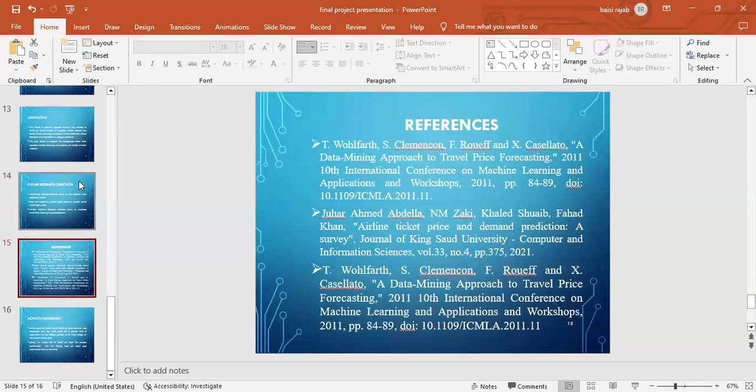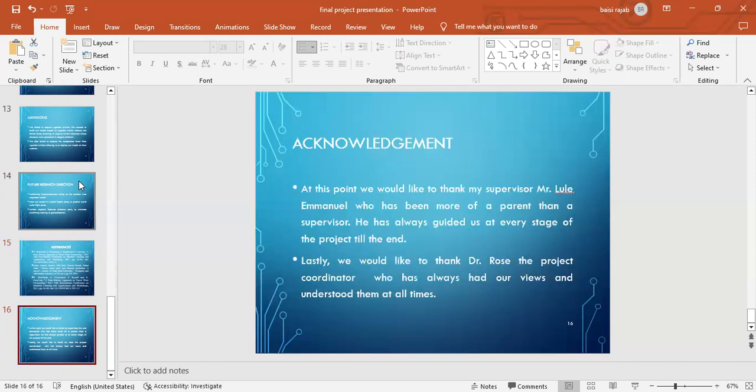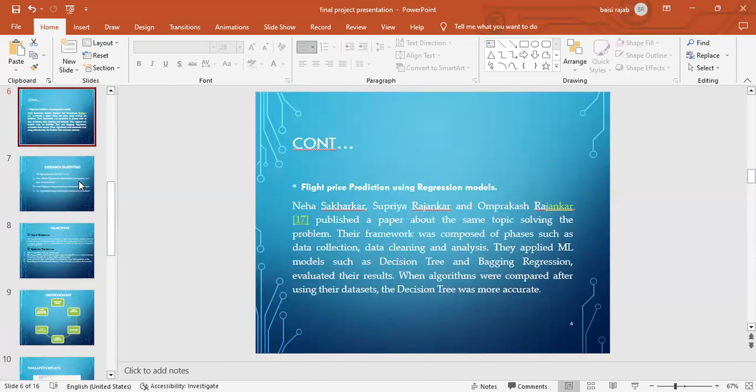And these are part of the examples of the references we used to conduct our research. And lastly, we want to thank our supervisor, Mr. Lule, who has always been there for us. He has acted as a parent. He has guided us, corrected our mistakes, and always been responding to us. And last but not least, Dr. Rose, the project coordinator, who has heard our views, understood them, been in touch with us, and helped me a lot throughout my project. That's all I had for today, introducing our project. Thank you.